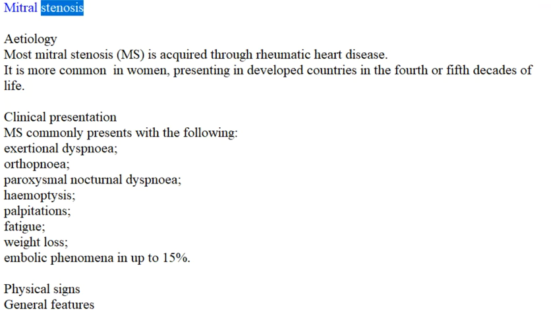Mitral stenosis. Etiology. Most mitral stenosis, MS, is acquired through rheumatic heart disease. It is more common in women, presenting in developed countries in the 4th or 5th decades of life.